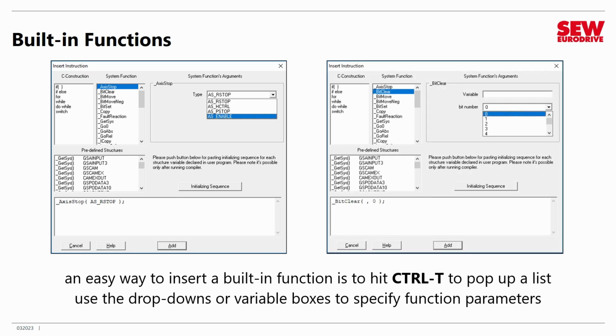Here's another function, bitClear. This one takes numeric parameters, so it shows you the available choices from a list. And again, you just click Add, and there you go.